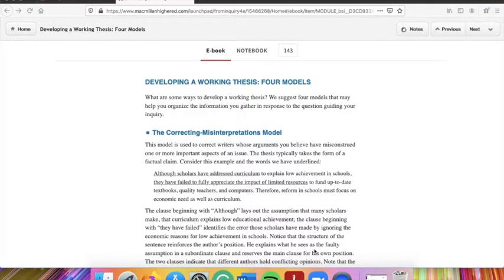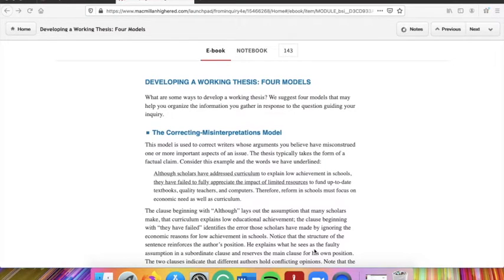misinterpretations model. This model is used to correct writers whose arguments you believe have misconstrued one or more important aspects of an issue. These theses usually take the form of a factual claim, and this is actually a good example. Although scholars have addressed curriculum to explain low achievement in schools, they have failed to fully appreciate the impact of limited resources to find up-to-date textbooks, quality teachers, and computers. Therefore, reform in schools must focus on economic need as well as curriculum.